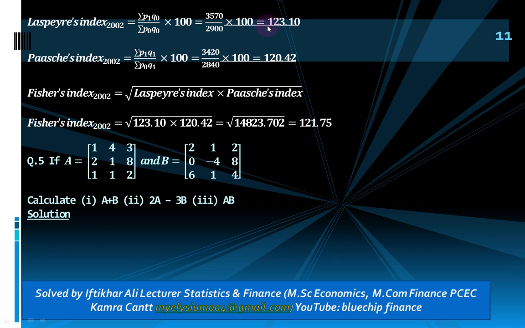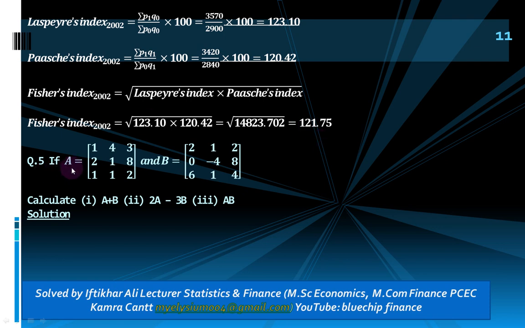Laspeyres index is 123.10. For Paasche index, the formula is the sum of P1 Q1 divided by the sum of P naught Q1 multiplied by 100. Just put in all these values and the answer is 120.42. And for Fisher index, I used a different formula. Just take these two answers for Laspeyres and Paasche, multiply both and take the square root. It is equivalent to Fisher's index number, 121.75.